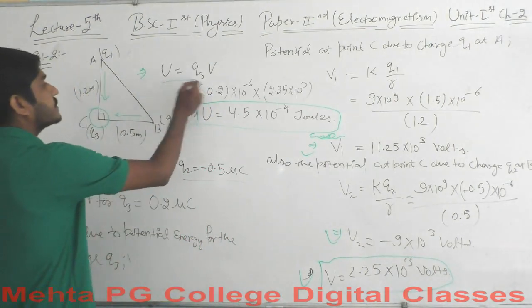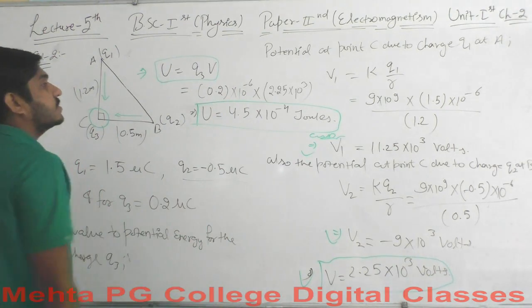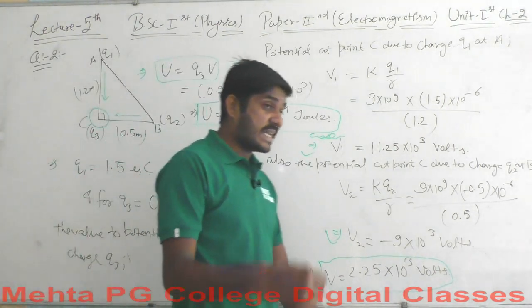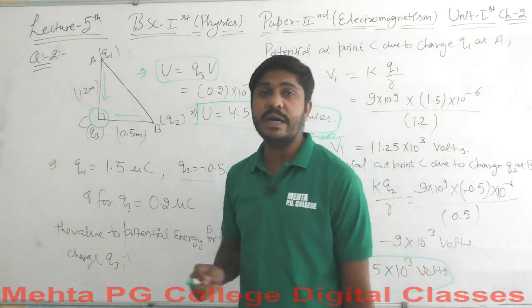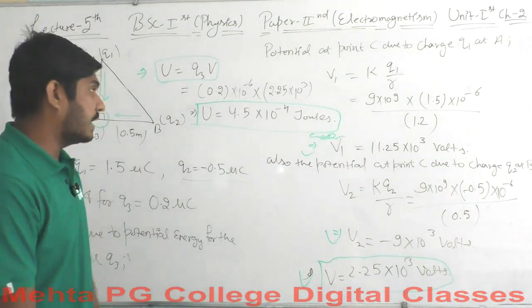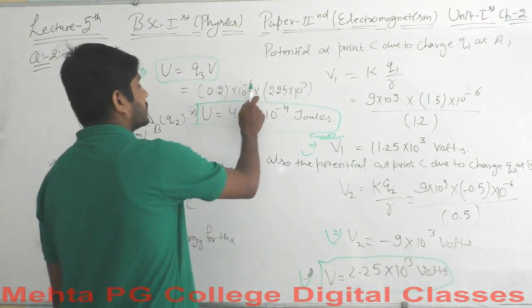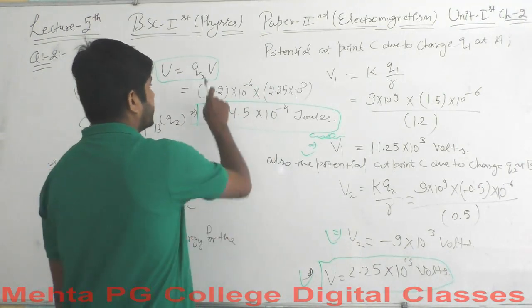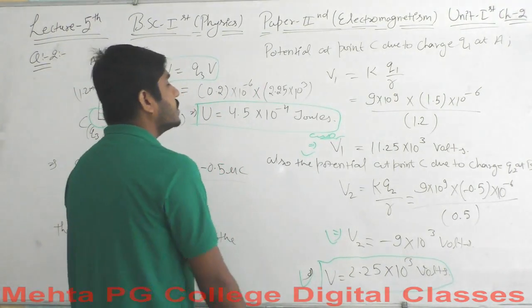Okay, so U is equal to Q3 into V here. Q3 has a value of 0.2 microcoulomb. So let's change it to coulomb here. Let's multiply this 0.2 by 10 to the power minus 6, so that this value is reduced to coulomb here, not the microcoulomb again. So this becomes 10 to the power minus 6 into V here, 2.25 into 10 to the power 3 volts.